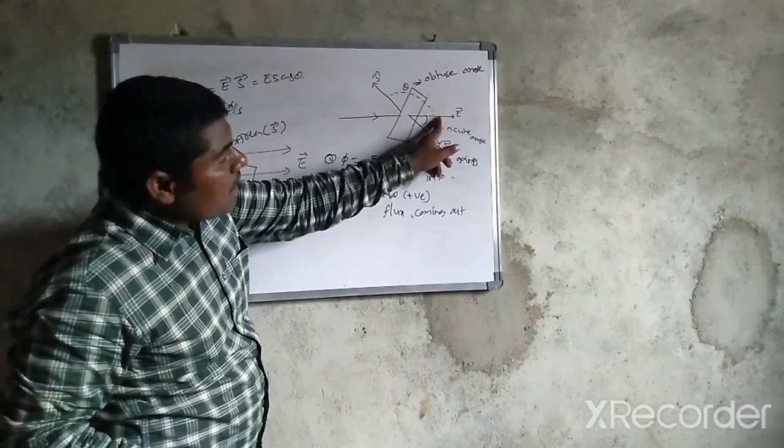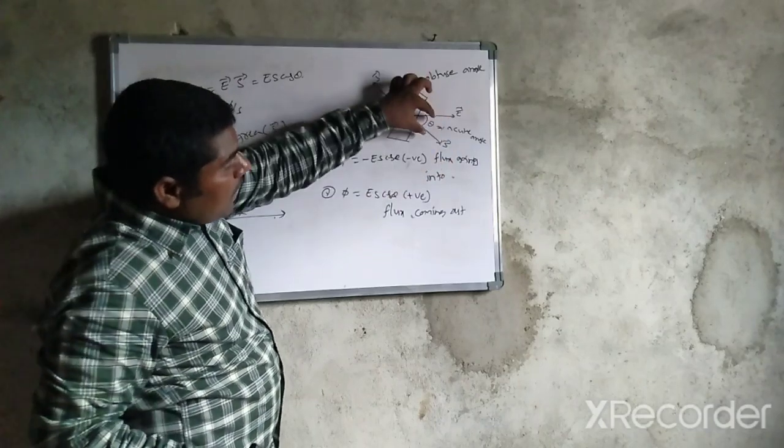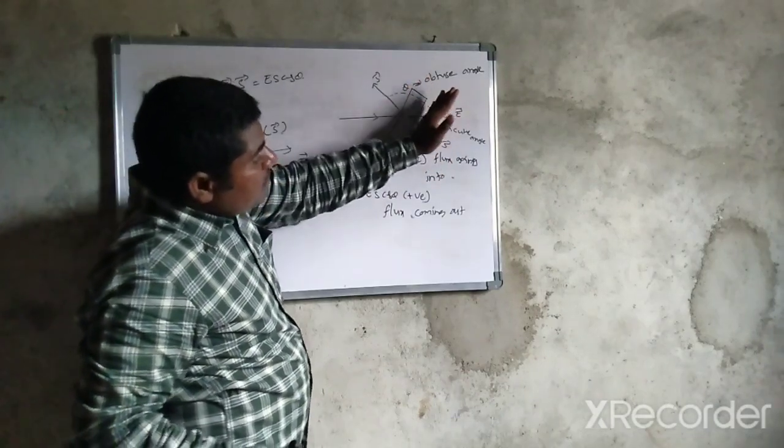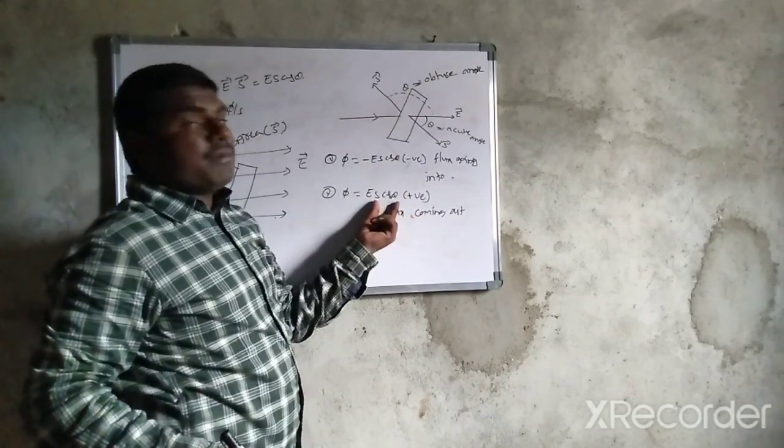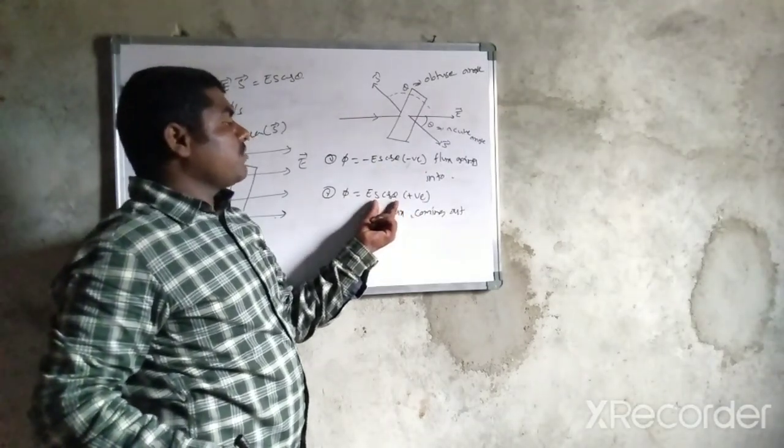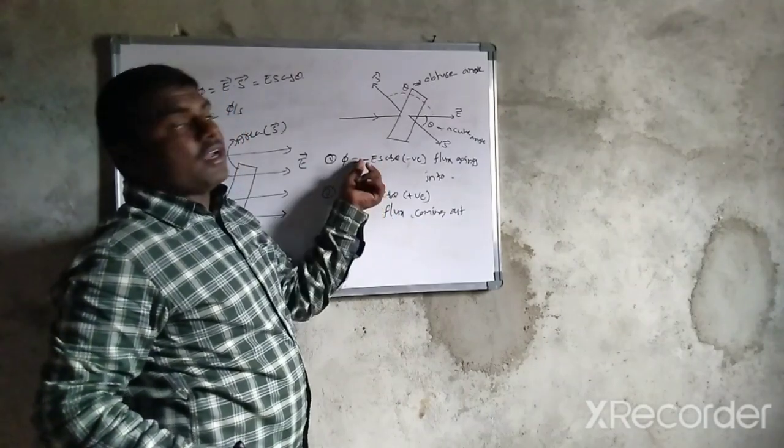This is the angle between the electric field line and the surface. After completing this, sometimes they will ask numerical problems based on this concept. The minus and plus signs are both important.